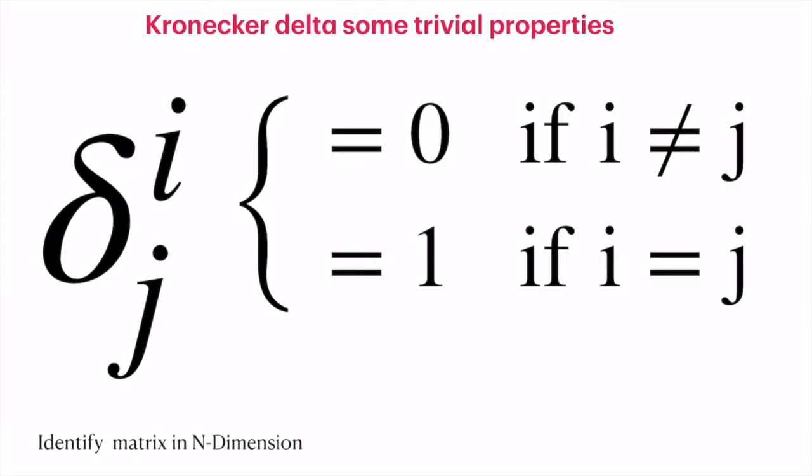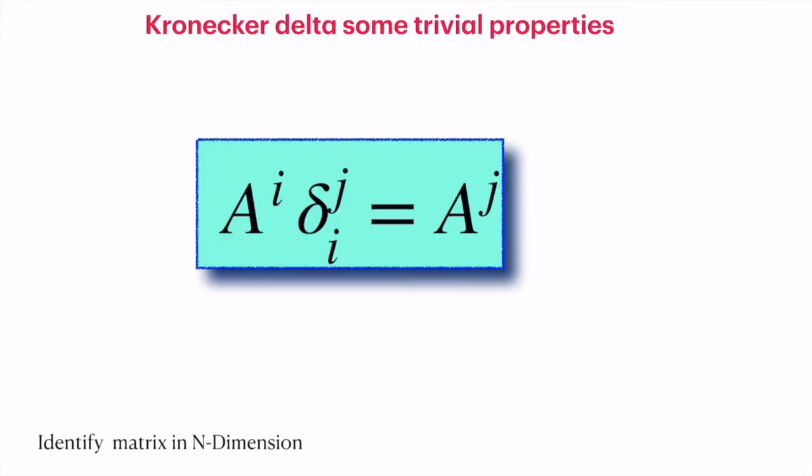Let's quickly look at some of the trivial properties of a Kronecker delta, or delta ij. The first property trivializes the matrix multiplication or multiplication with the tensor or vector indices. For example, if you have a^i delta_ij, with summation over the repeated index i, one should come as upper and the other as lower, then what you would get is a_j. This is simply the property of the identity matrix. If you multiply by an identity matrix, you are going to get the same matrix. That is what is shown by this equation.